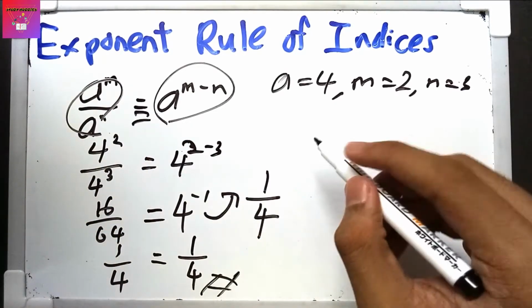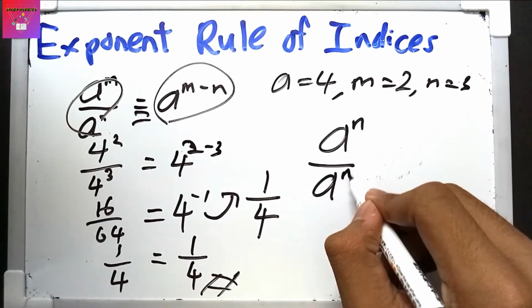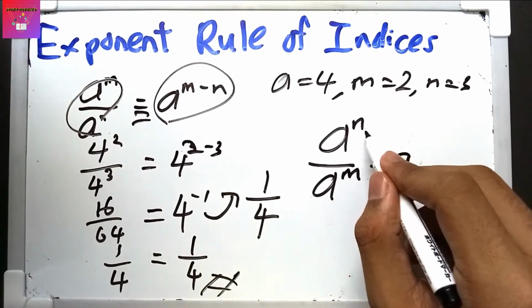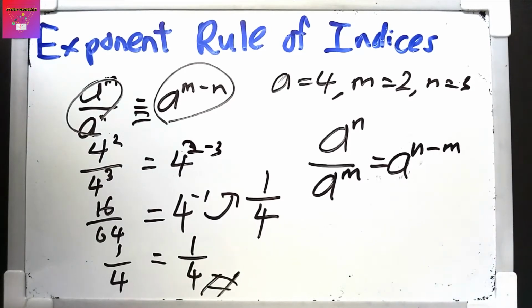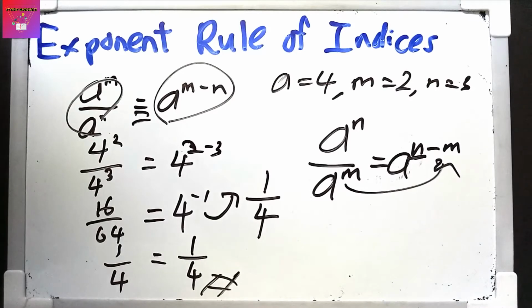Whenever you see any number with the same base but different indices in a division format, you can just subtract the index of the denominator from the index of the numerator. Make sure the numerator's index comes first, followed by the denominator's.